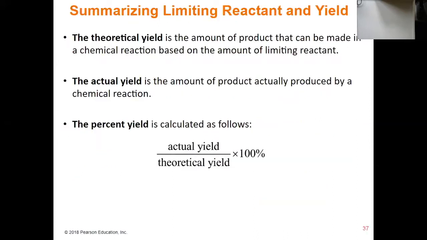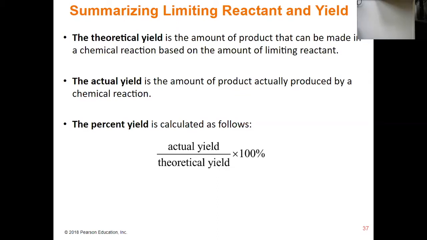All right, so here is another summary slide, right? So our theoretical yield is the amount of product that can be made in a chemical reaction based on the amount of limiting reactant present. Our actual yield is the amount of product that is actually produced by a chemical reaction. And our percent yield is going to be calculated by taking the actual yield, dividing it by the theoretical yield, and multiplying it by 100.